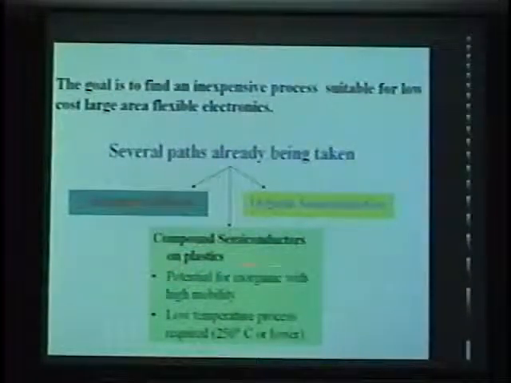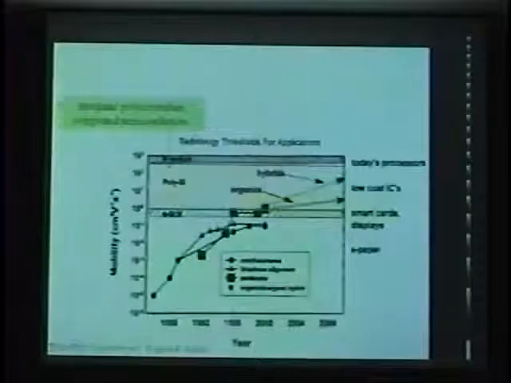So what we're trying to do is take a different approach. We're trying to use compound semiconductors and put them on plastics. The advantage is that they could have higher mobility. Inorganic semiconductors normally have better mobility than organic materials, but we would like a low temperature process, so that it is compatible with the polymer substrate.